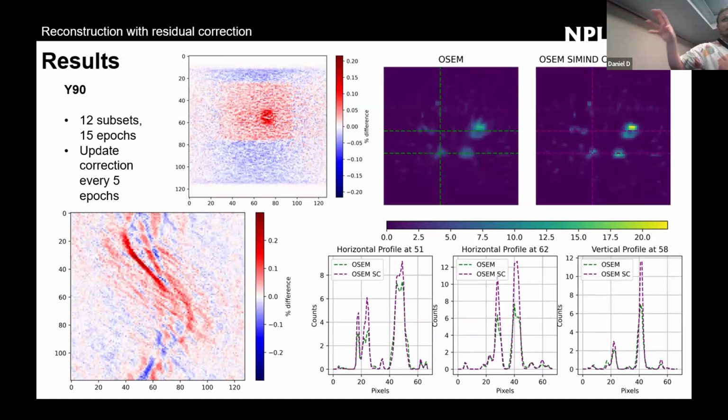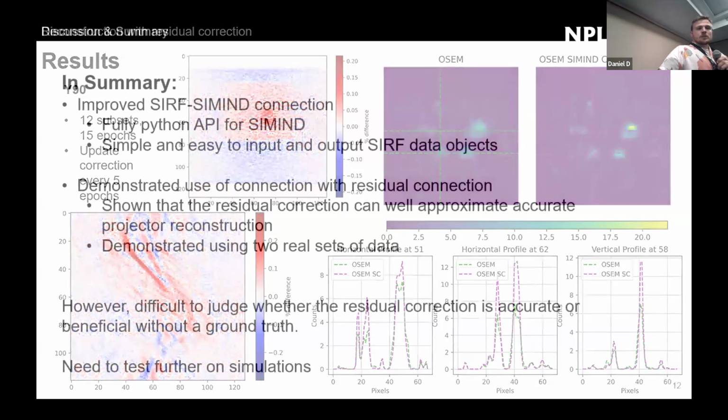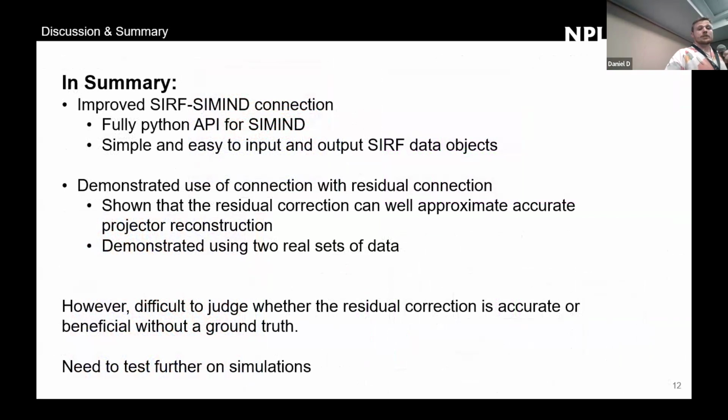This is all really preliminary. It doesn't necessarily mean that the reconstruction is better. What we need to do later is run the same thing with some simulated data where we know the ground truth. In summary, we've improved the SIRF SIMIND connection that was presented at the last STIR user group in Vancouver, with a fully Python API and hopefully very simple and easy input and output of SIRF data objects, and demonstrated that this can be used for some reconstructions in SIRF with the residual correction method.